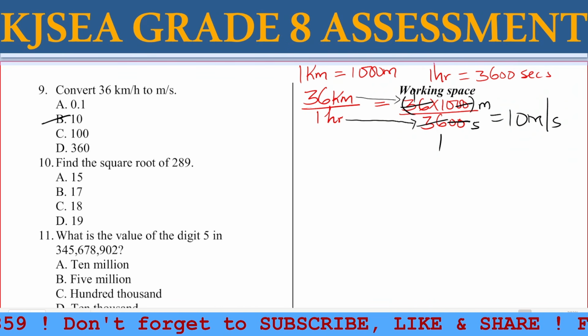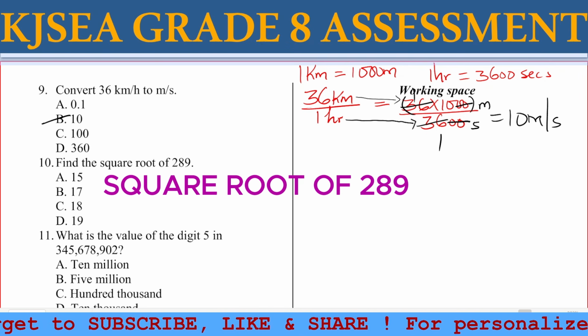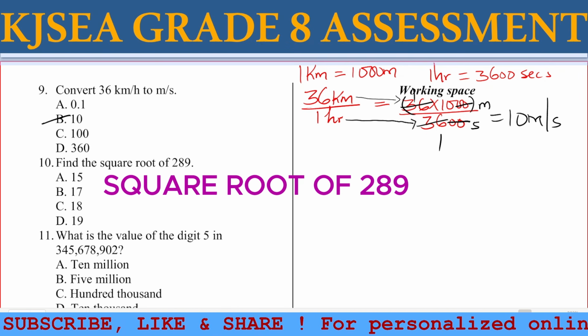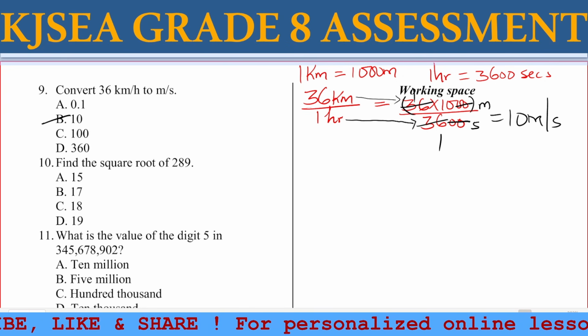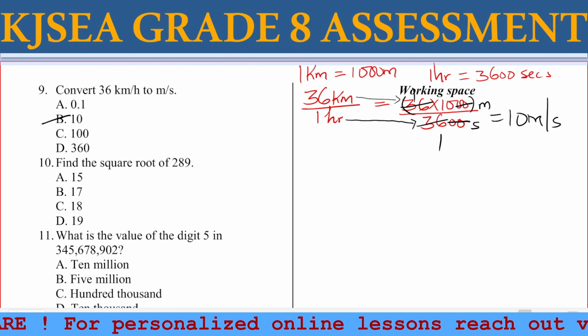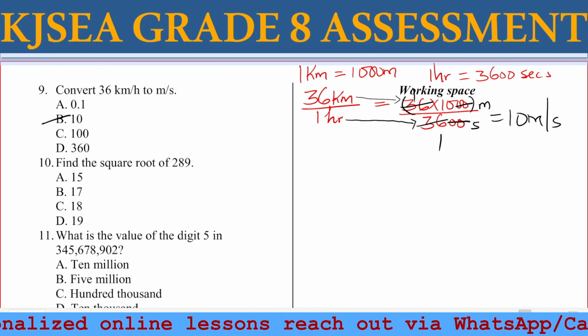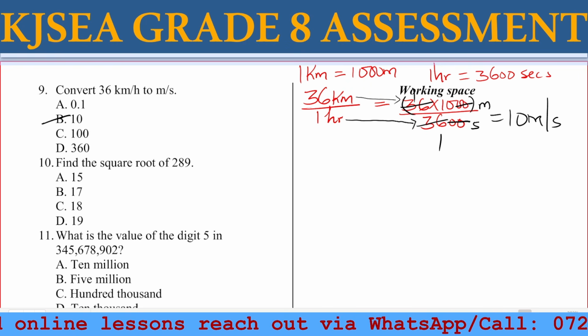Question 10. Find the square root of 289. So how do you find the square root of 289? What is the square root of a number? When you're getting the square root of a number, you actually find the number that you can multiply by itself 2 times in order to get that number.